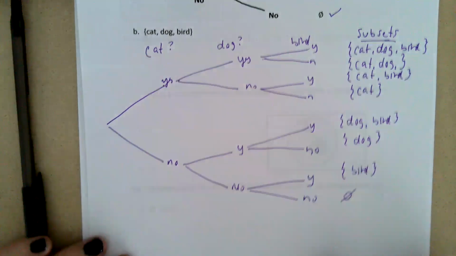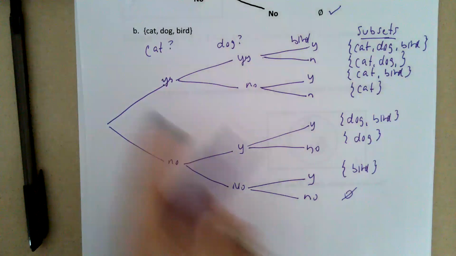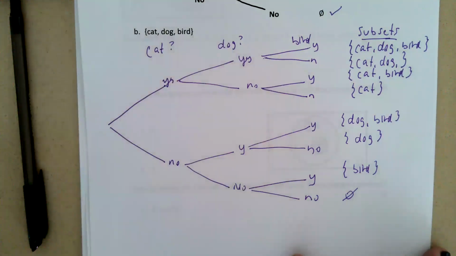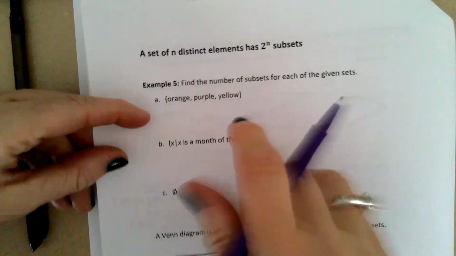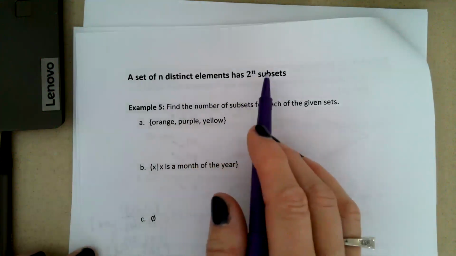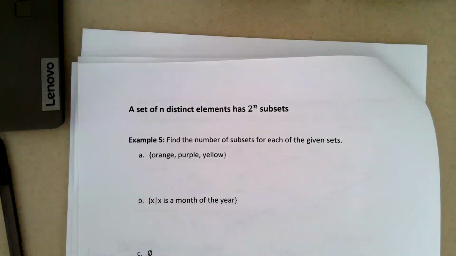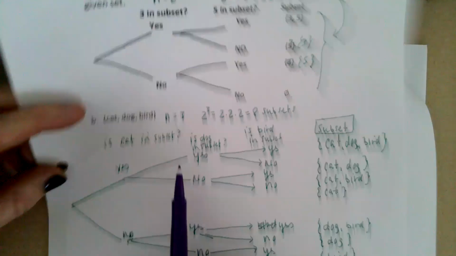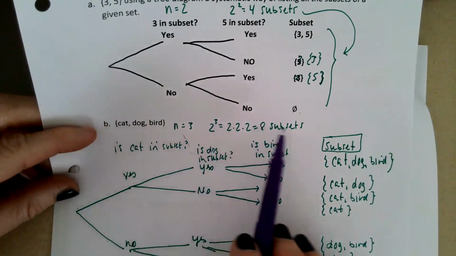So we ask ourselves, is there a way for us to systematically always know how many subsets there should be, depending on how many members are in the original set? And yes, there are. So we'll see that on the next page. On the next page, it says, a set of n distinct elements has 2 to the n subsets. So if we go back for a moment to our cat, dog, and bird, we'll see that cat, dog, and bird had 3 in the set, and so it has 2 to the 3, or 8 subsets.